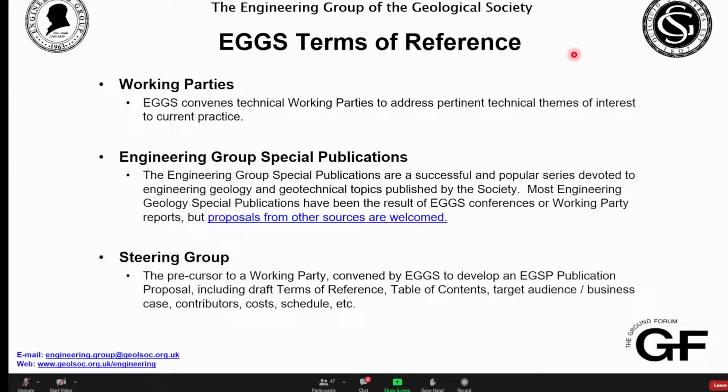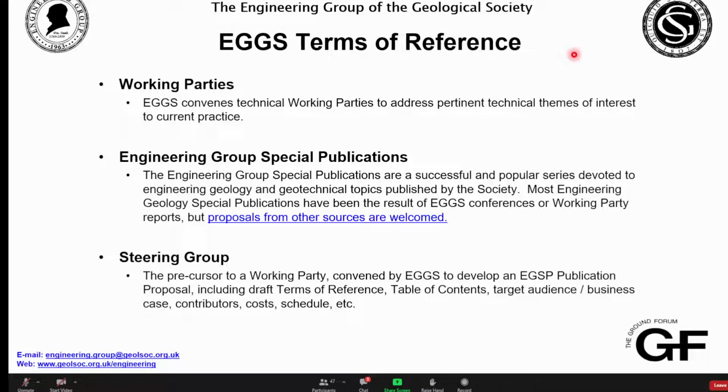Generally, the engineering group special publications are extremely popular. They're a good revenue stream for the GeoSoc. They're very keen and very supportive of our activities because they are intended for practitioners. Therefore, they have a very good uptake of both hard copy reports through the bookshop, but also more recently have moved to electronic versions, a hybrid model where you can still buy a hard copy report, but you have the option to download the full volumes and or specific chapters. So that's what the publications are trying to produce.